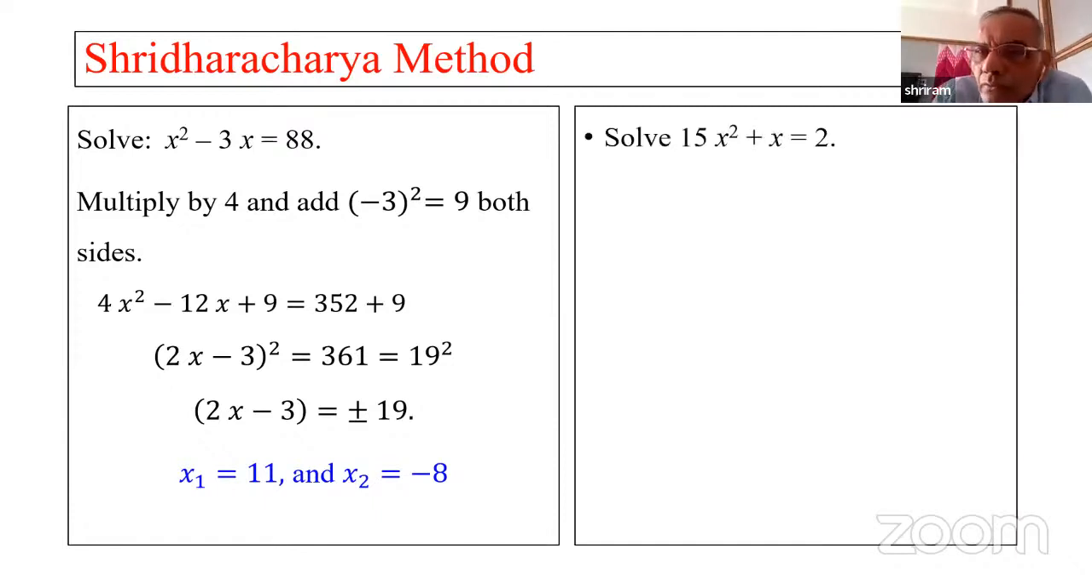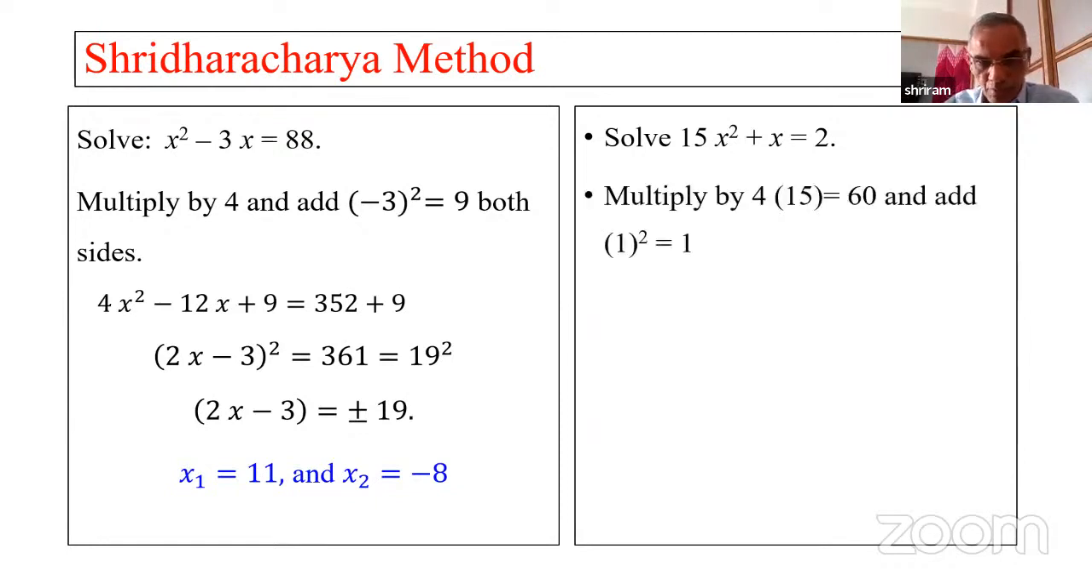15x square plus x equal to 2. Start multiplying by 4a, which means here we need to multiply by 60 and add 1. 1 square is 1. So multiply both sides by 60, add 1. You will get a perfect square on the left hand side. The right hand side will be a perfect square number. The left hand side will be a perfect square expression. And you can find the roots. I hope you will be able to do it within a minute.